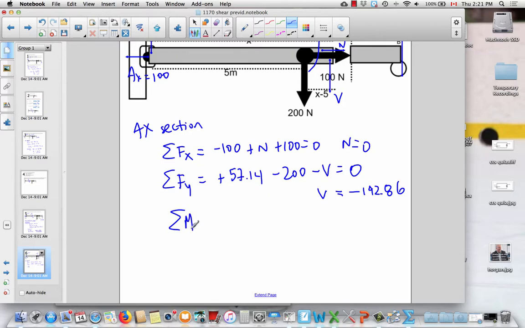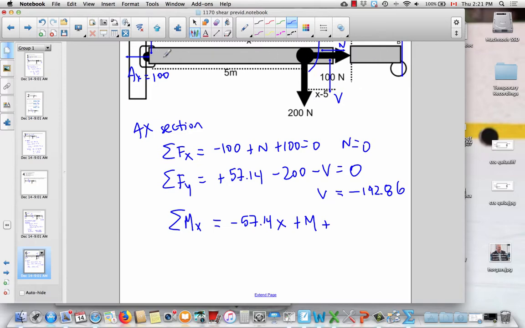Now we'll take moments. Again, we usually take moments about where we've cut it. So the 57.14 AY force is a distance X away from our section. We have our bending moment M, but we've also got this 200 Newton force. So taking moments about the section, the 200 Newton force is an anti-clockwise or positive moment.